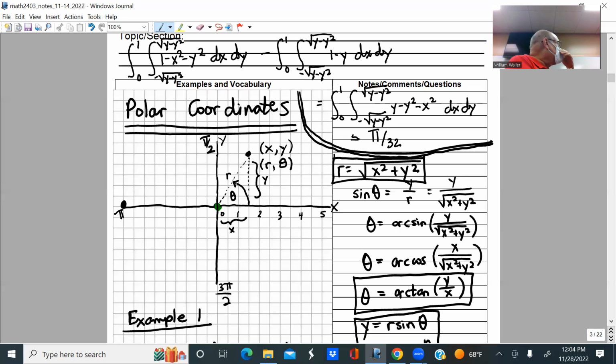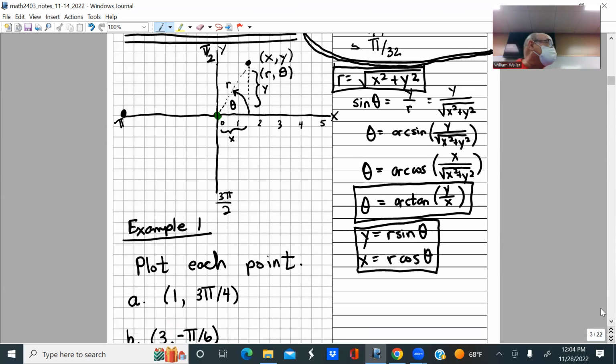Now, there are some important equations that you can use to connect rectangular coordinates to polar coordinates. I want to just remind you of those. If you know the polar coordinates for a point, then you can convert back to rectangular coordinates with these formulas. Those formulas are very easy to derive using a little right triangle trigonometry, but I'm not going to derive those formulas for you again here.